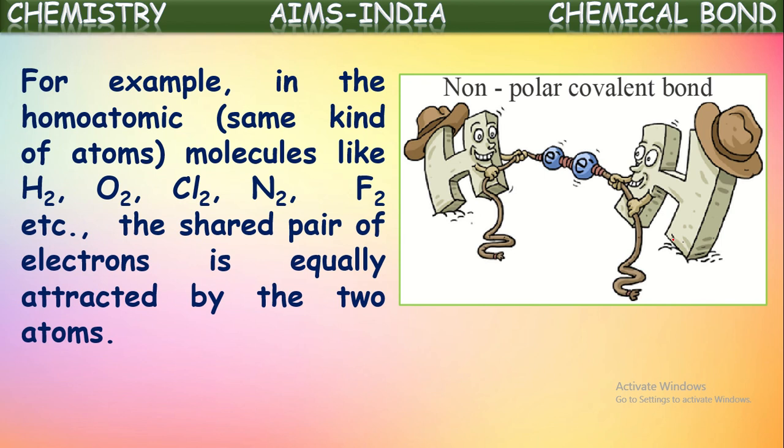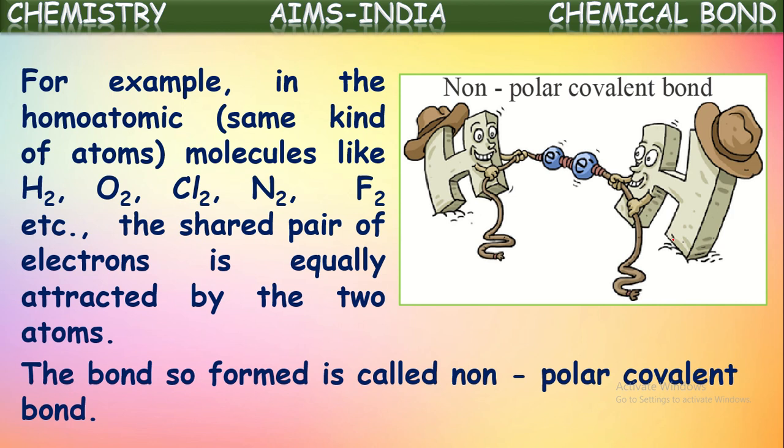Such kind of covalent bonds, in which the pair of electrons is equally shared between two atoms, is called a non-polar covalent bond. Simply to say, the covalent bond formed between two atoms in which the pair of electrons is equally shared by both the atoms is called a non-polar covalent bond. But to say it definitionally, the covalent bond formed between two atoms having electronegativity difference 0 is called a non-polar covalent bond.